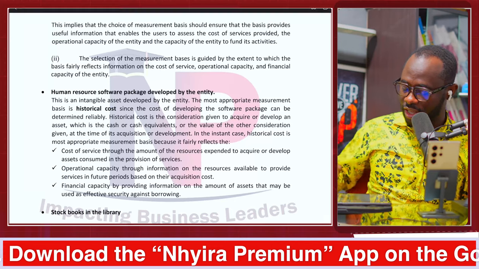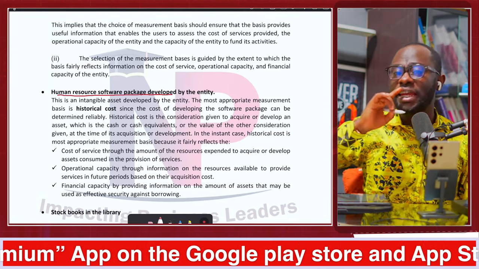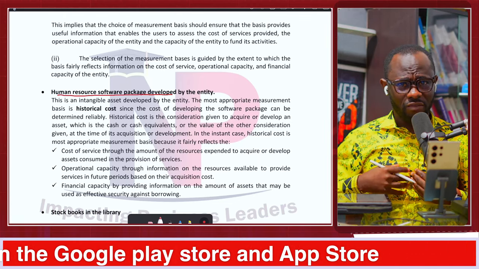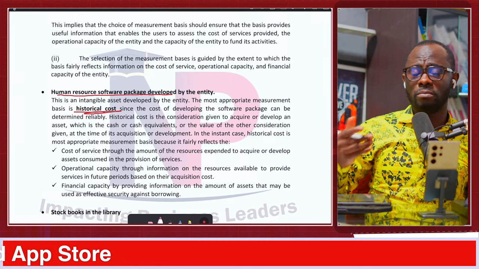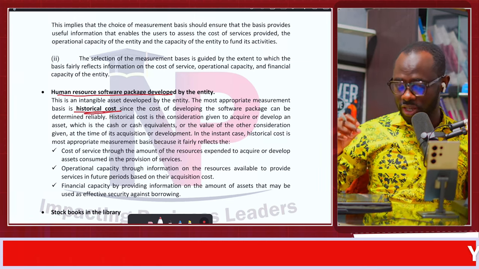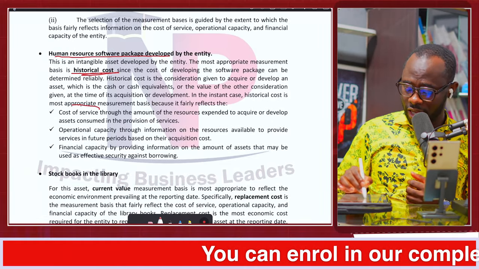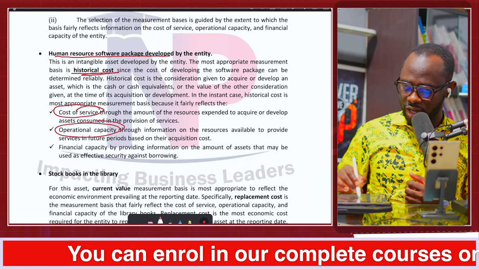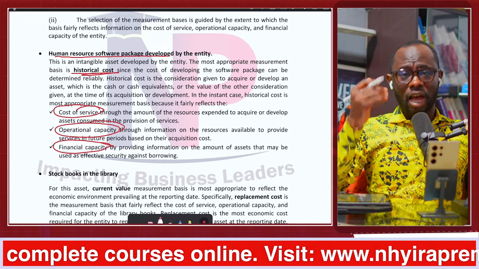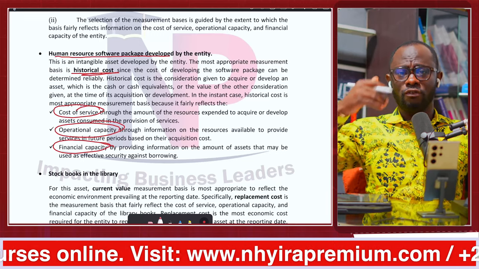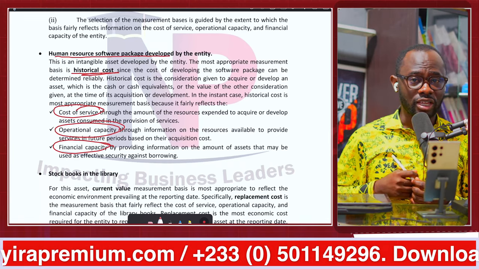All right, so we see something here. Okay, what does it say? Human resource software developed by the entity. All right, if the entity developed it, then we can carry it at the historical cost. But if you remember, we mentioned that when it comes to dealing with the measurement basis, there are three things that we would have to be mindful of, which is the cost of service, the operational capacity, and then the financial capacity. Because when selecting the appropriateness of a measurement basis for a certain transaction or element, these are the three things that we have to take into consideration.